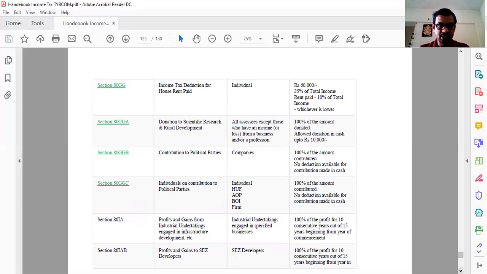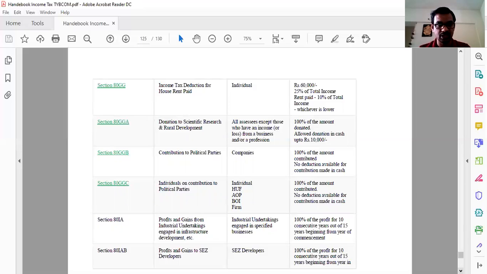Then section 80GGA. Donation to scientific research and rural development. All assessees except those who have an income or loss from business and or profession. Okay? And the limitation is 100% of the amount donated. Allowed donation in cash up to rupees 10,000. If donation is other than cash, then 100% amount is deductible. If it is more than 10,000 in cash, not applicable under this section.